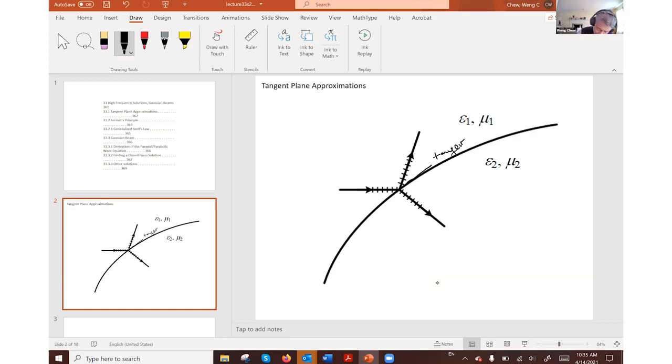This is especially true when the frequency is high or the wavelengths go to zero. Then you can apply what is called a local Snell's law, to assume that things are locally flat.